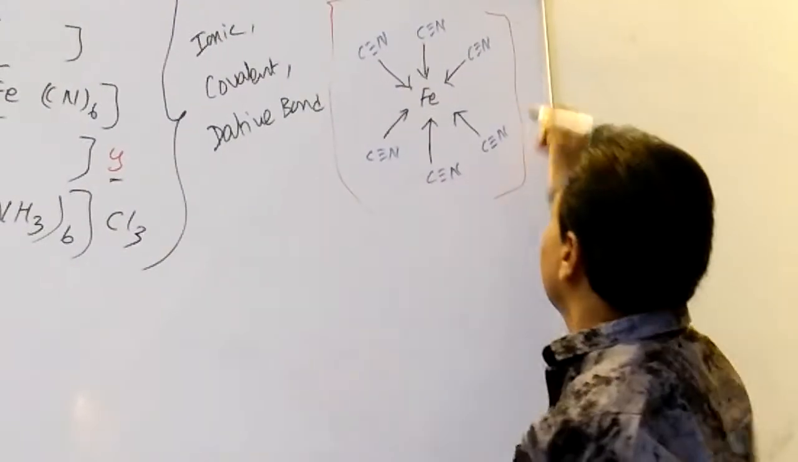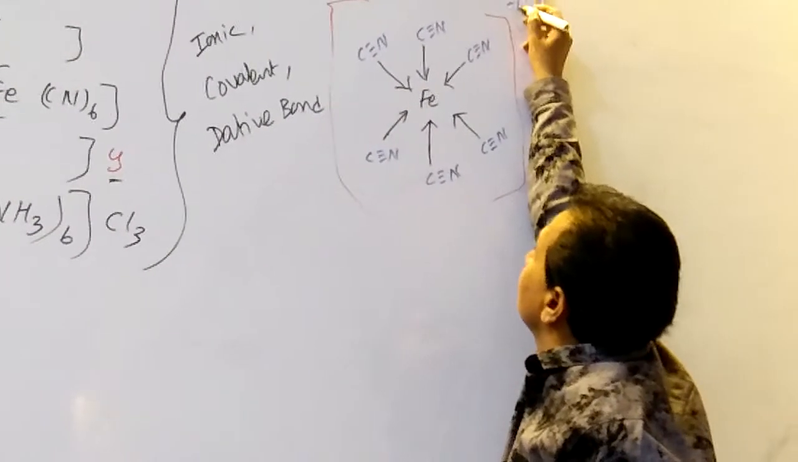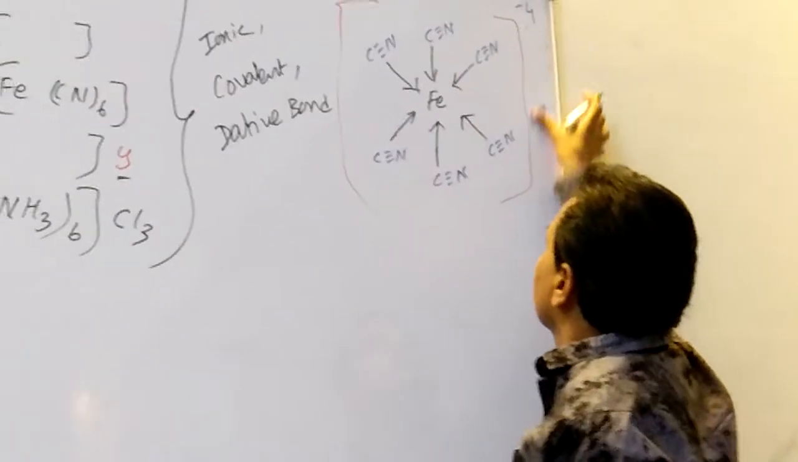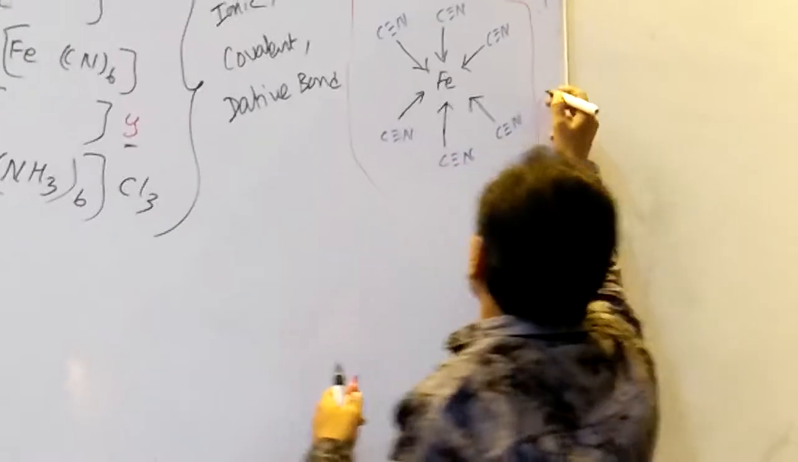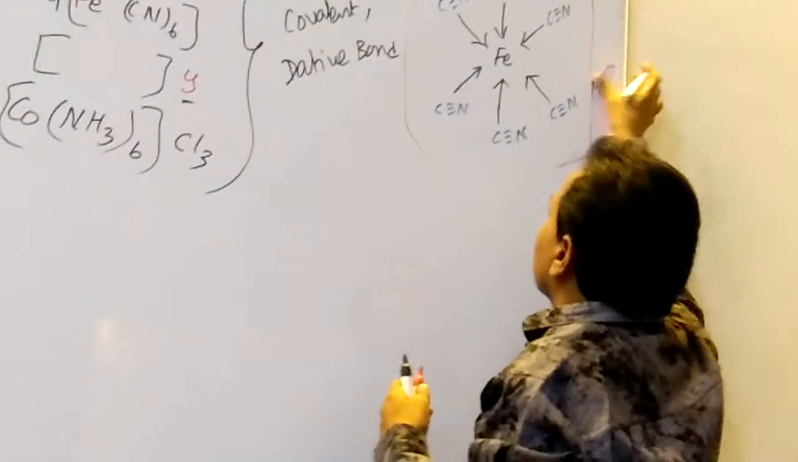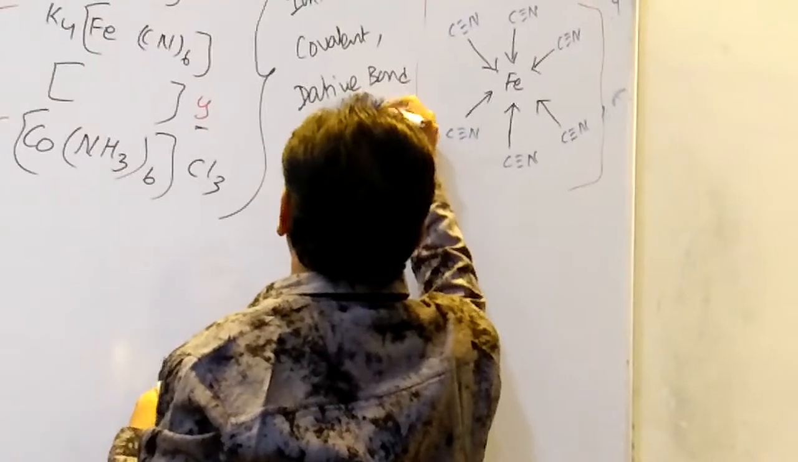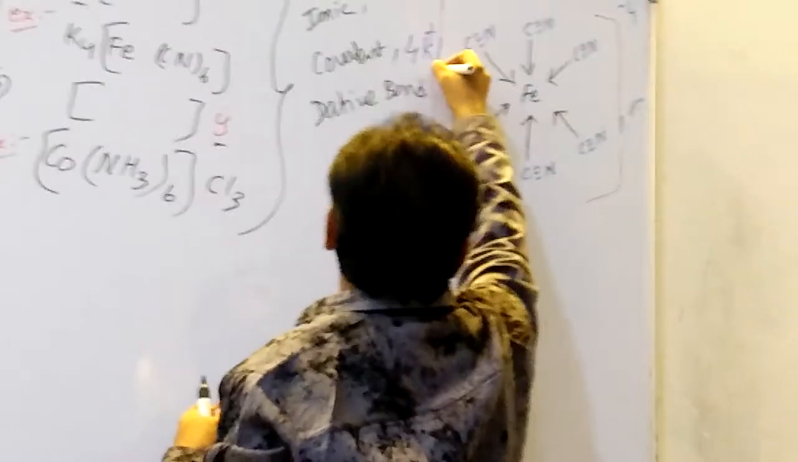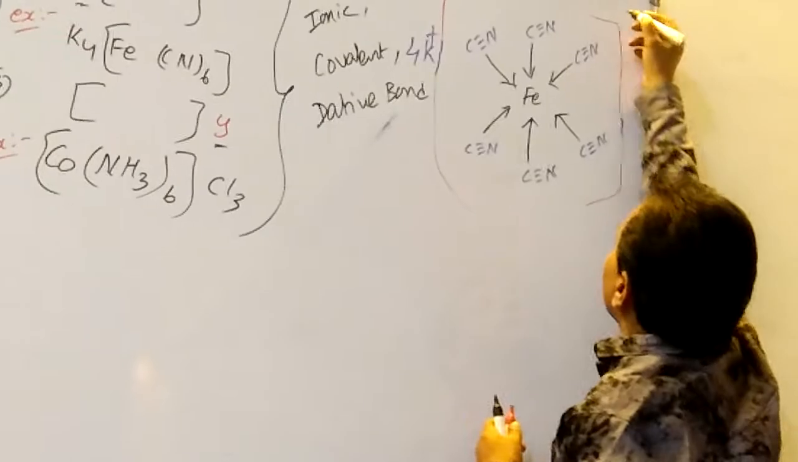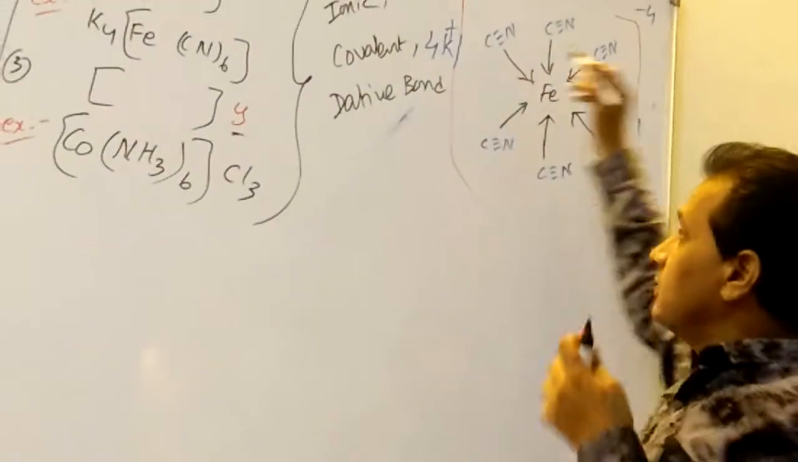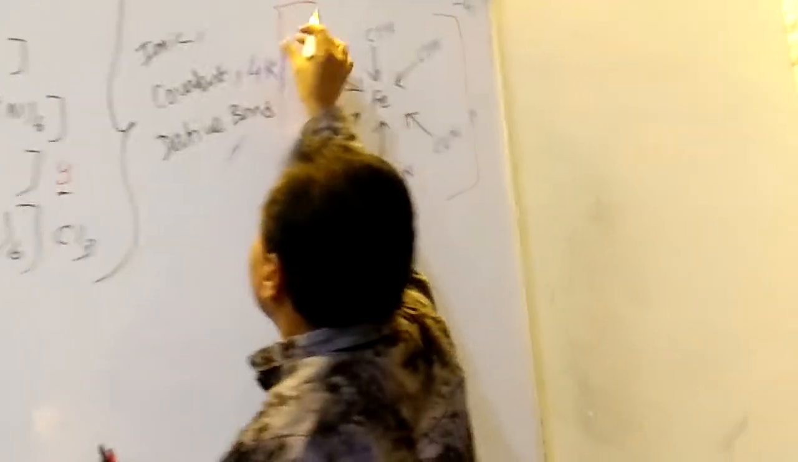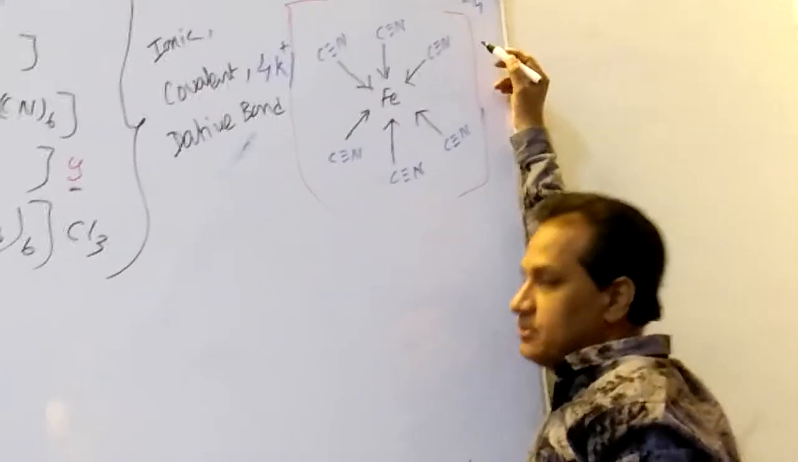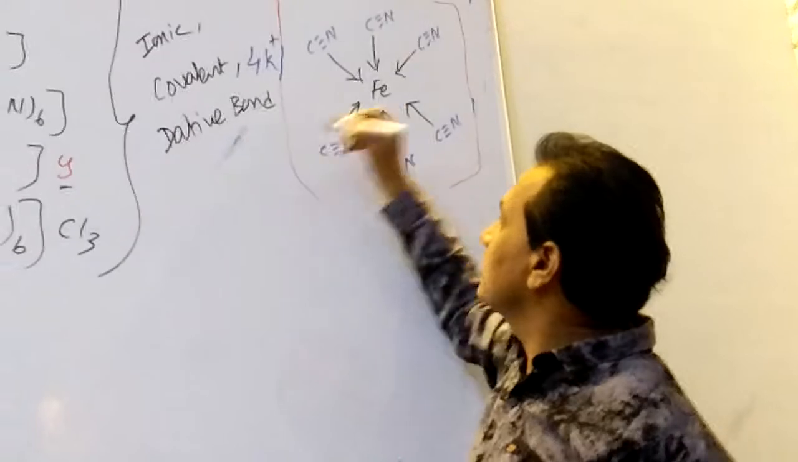And K4: 4K plus, and this is minus 4. Means here positive charge and here negative charge. Positive and negative means ionic bond.